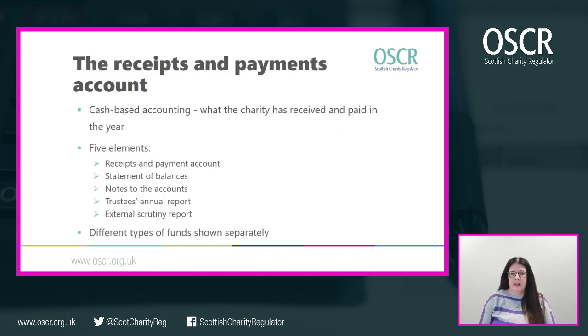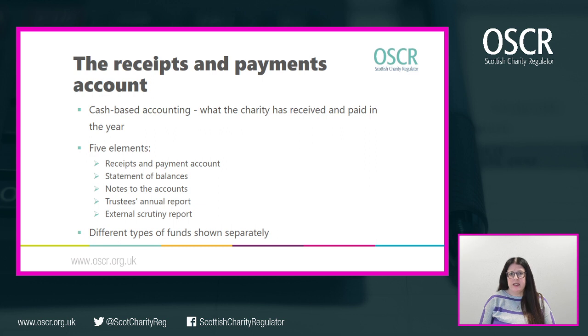So, let's then try and look at the actual requirements for receipts and payments accounts in a bit more detail. The basic premise of receipts and payments accounts is that they're really cash-based accounting. It's really following what the charity has actually received during the year and what it's actually paid out during the year. There are 5 elements to a set of receipts and payments accounts.